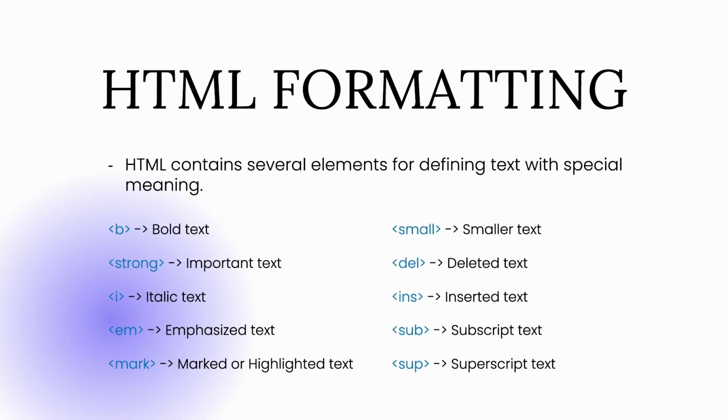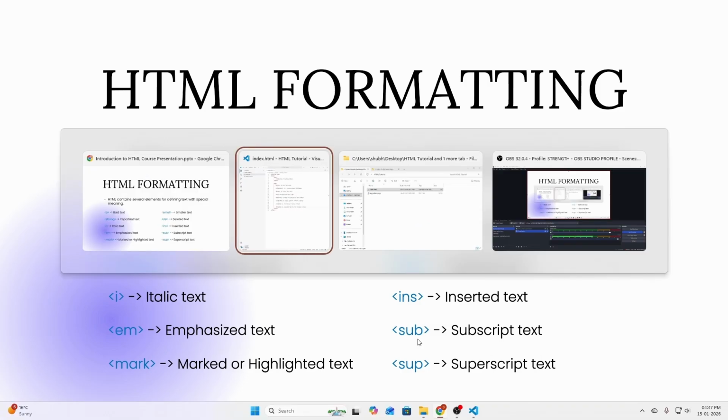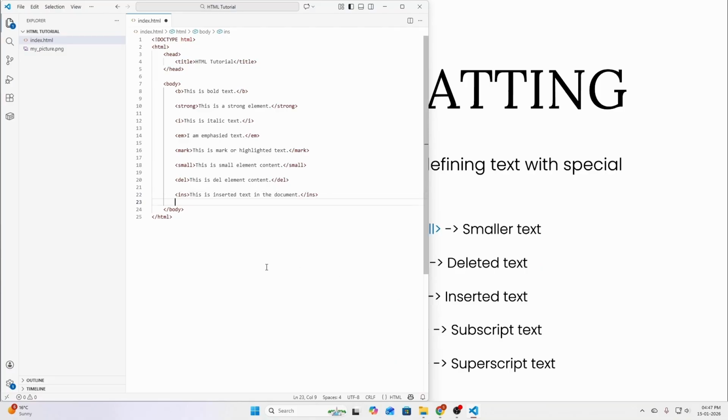After this, we have the sub element that defines subscript text. Subscript text appears half a character below the normal line and is sometimes rendered in a smaller font. Subscript text, for example, can be used for chemical formulas. So let's go to our Visual Studio Code.